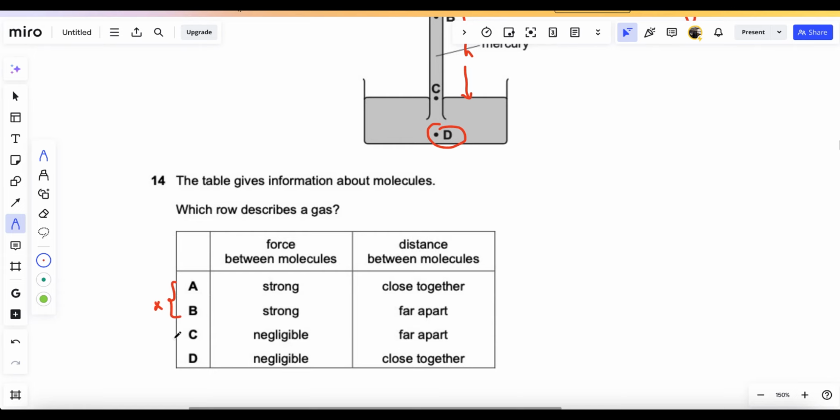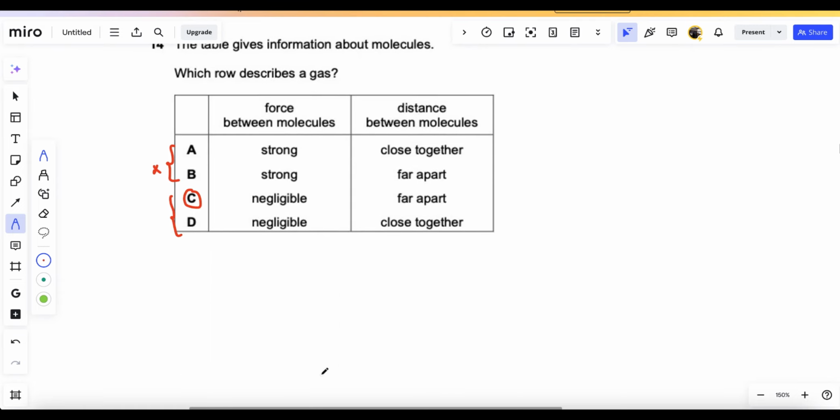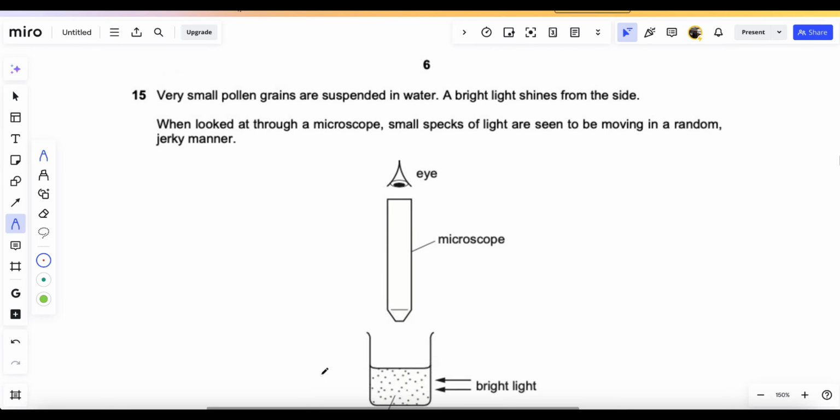So we consider C and D. Negligible means very weak. Far apart, close together, far apart. So we'll go for C as the answer for this question. So we move to question number 15.